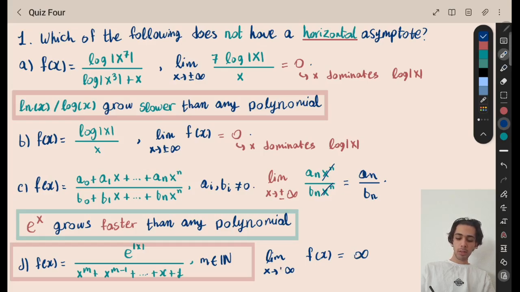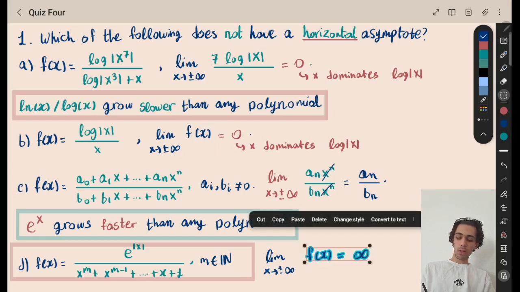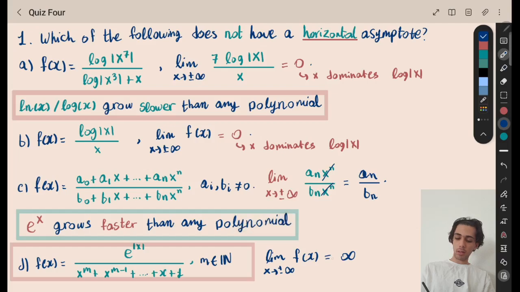But if I take the limit as x goes to minus infinity, well, it's actually the same thing because you have e to the absolute value of x. So it doesn't really make a difference. It also goes to infinity. You could write positive infinity, for example. And we have never mentioned this before, so this is a new fact.